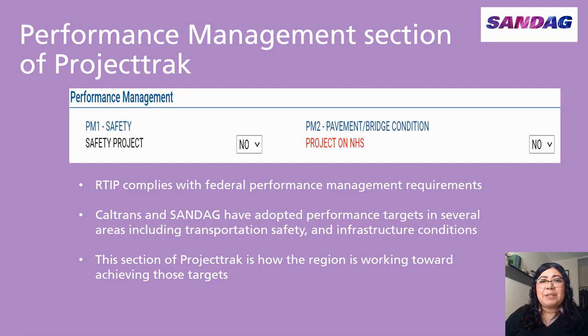The Performance Management section of ProjectTrak is instrumental in documenting how the Regional Transportation Improvement Program, or RTIP, complies with the federal performance management requirements. Caltrans and SANDAG have adopted performance targets in several areas, including transportation safety and infrastructure conditions. This section of ProjectTrak is how the region is working towards achieving those targets.